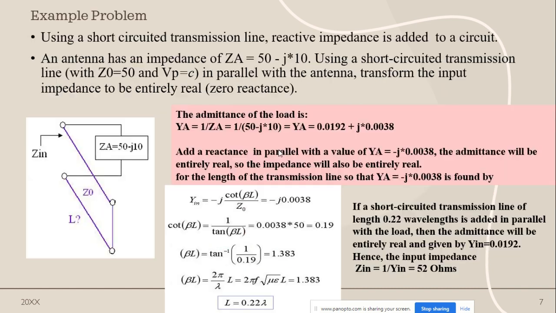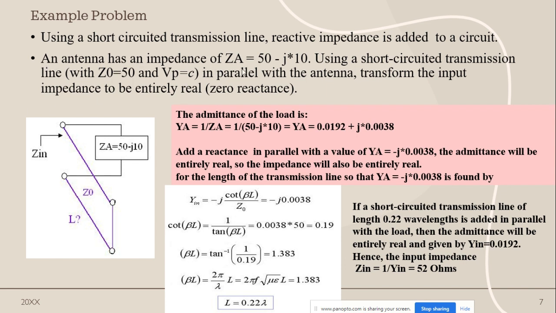will be infinity. So there is a problem here which will help us find the length of the stub I have to introduce in order to match two different impedances. For that, I am going to use a short circuited transmission line. This short circuited transmission line will try to match the input impedance and the output impedance. So using a short circuited transmission line, reactive impedance is added to the circuit.